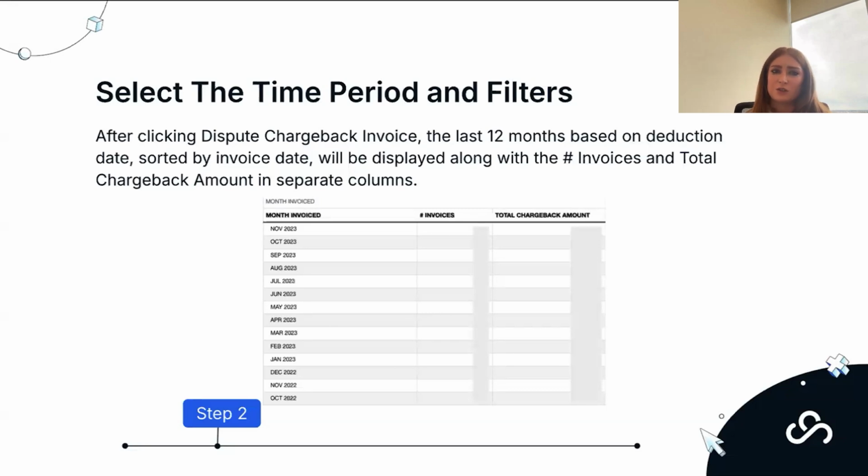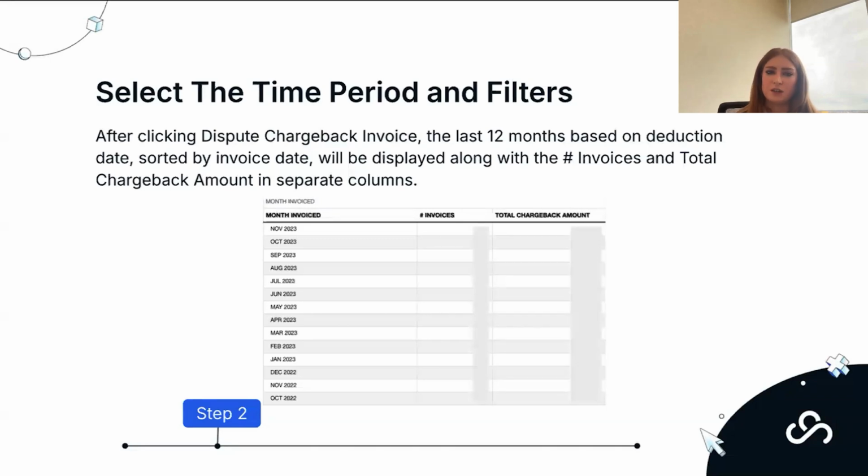And just a reminder, at Home Depot you can only dispute chargebacks back 12 months based on the deduction date. That usually ends up being about 10 months, depending on your payment terms based on invoice date. So just something to keep in mind.